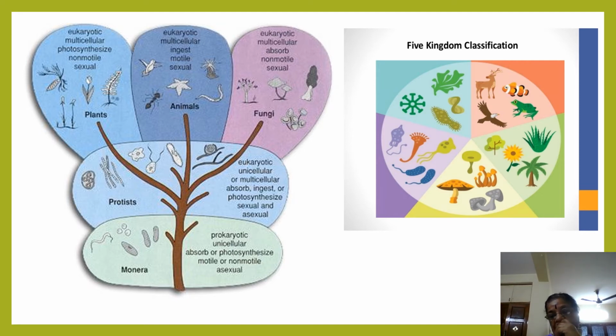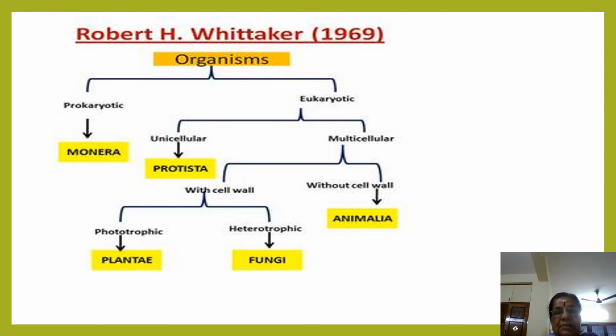Classification is essential to achieve the following. To relate things based on common characteristic features. To define organisms based on salient features, what is related to that particular organism or that particular group. It also helps in knowing the relationship among different groups of organisms.